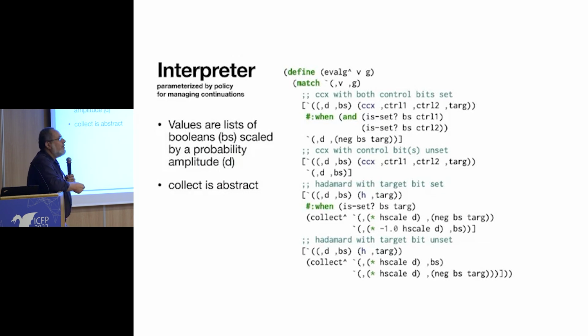Hadamard is the one where we have a choice. You generate the choices, and then there's a collect, which will deal with how to manage the choices. You generate the choices either with a -1 factor or a +1 factor. These are the two cases. And there are no continuations visible here, because this is all in the collect, which hides the continuations and so on. But this is a full simulator for this quantum language, which is CCX and Hadamard.